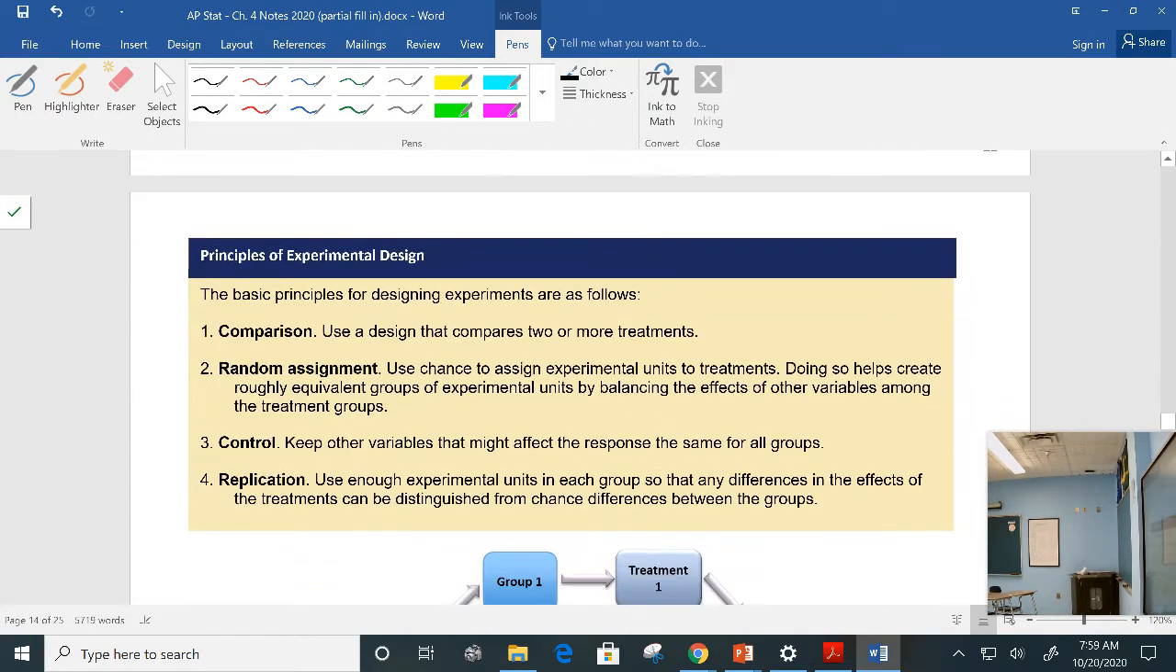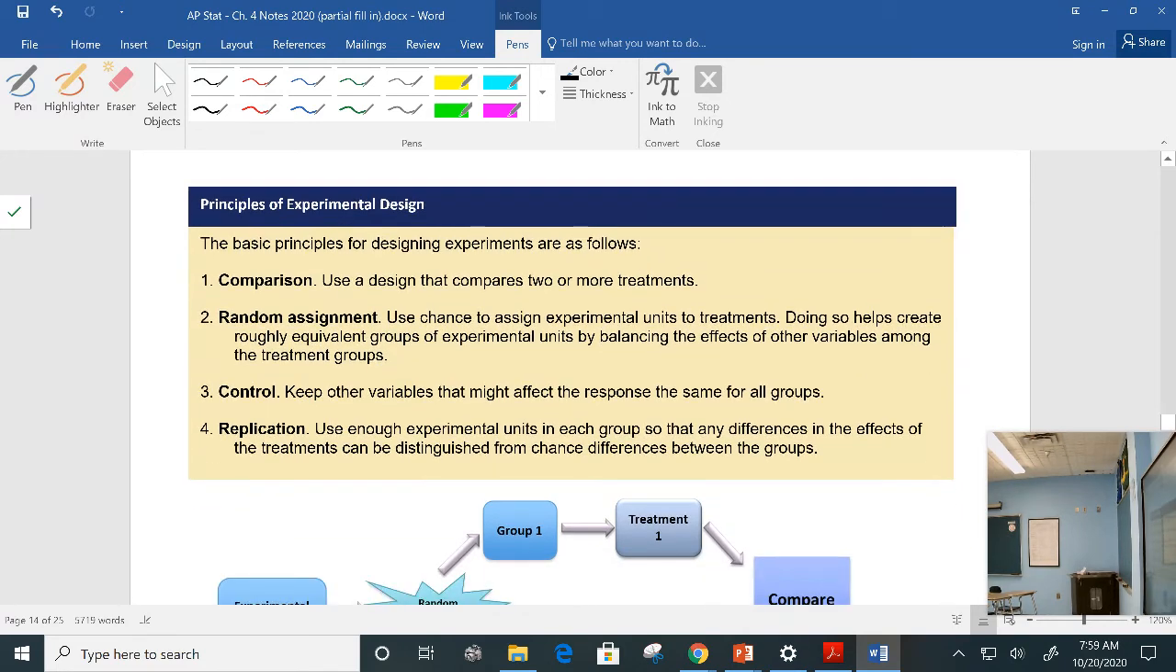But let's talk about the principles of experimental design. These are the key things that you want to include, very important when you're designing an experiment. The first thing is comparison. You want 2 or more treatments or 2 or more groups. Second thing is random assignment. So you have to use some type of random technique to assign the experimental units to the treatments. Doing so, and this is the important part, creates roughly equivalent groups by balancing some of the effects of other variables that might affect your response. So by randomly assigning, we're creating balance between our groups. Third thing is control. Keep other variables that might affect the response the same for all groups.